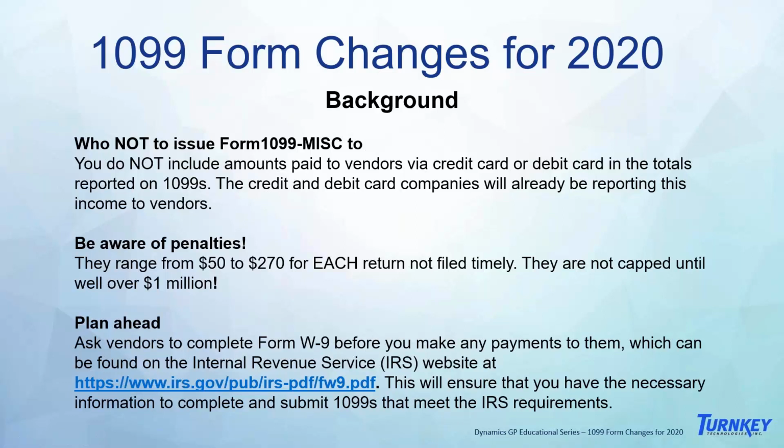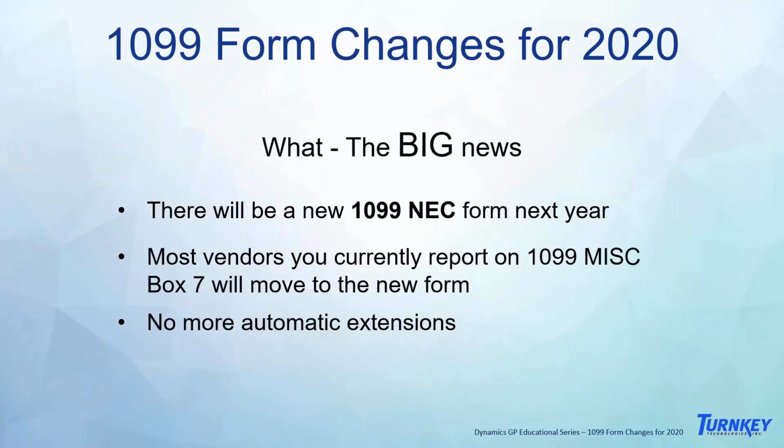All right, so then what's changing? Well, the big news for 2020 is that there's a new 1099-NEC form next year. So most of the things that you're currently reporting on the 1099-MISC in box 7 are going to be moved to the new form. For most of our clients, that's most, if not all, of the reporting that they're doing. So you're going to have to start reporting on a new 1099-NEC form. We'll look at that form in just a minute. But GP will help you, and we'll talk about how GP is going to help you with that.